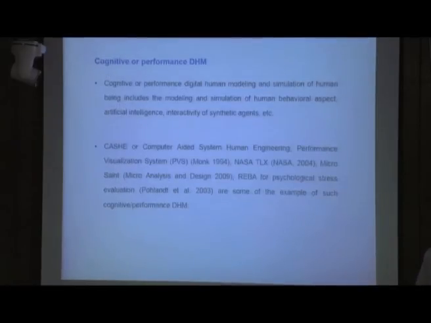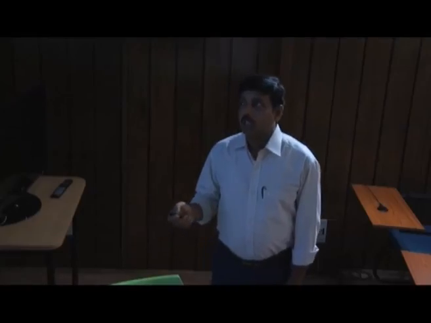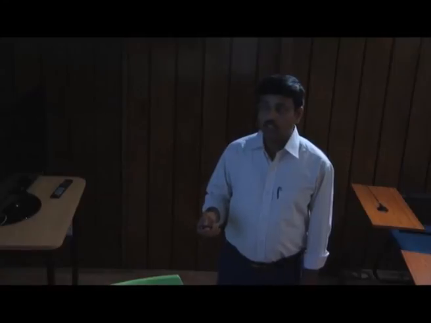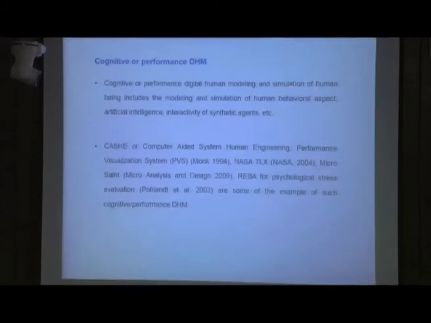Next, another type of digital human model is the cognitive digital human model. It is still in the development phase because in many universities and research organizations research is going on in this particular area and new research findings are coming out. So what does this cognitive and performance digital human model deal with? Cognitive and performance digital human modeling and simulation of human beings include modeling and simulation of human behavioral aspects, artificial intelligence, interactivity of synthetic agents, etc. These are the areas which cognitive digital human models deal with.